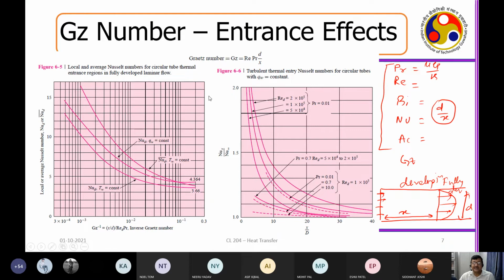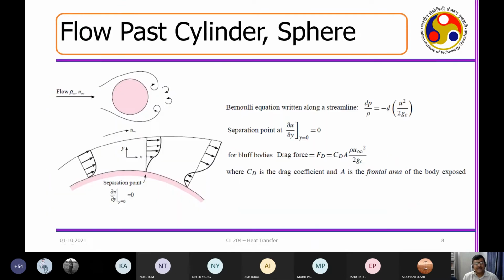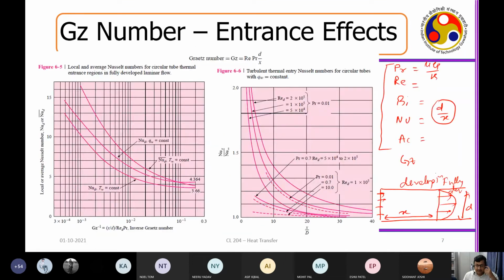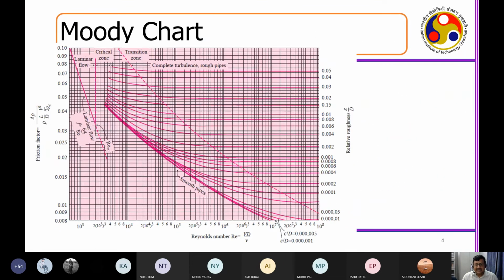So the Graetz number actually tells you what will be the difference in the heat transfer characteristics at the entrance compared to the fully developed region. So this factor you also have to take into account in your calculations. Great. Now, once we have done that, I have raised the question here that, suppose I keep making the flow turbulent as I keep increasing the velocity, whether I am gaining much or not.